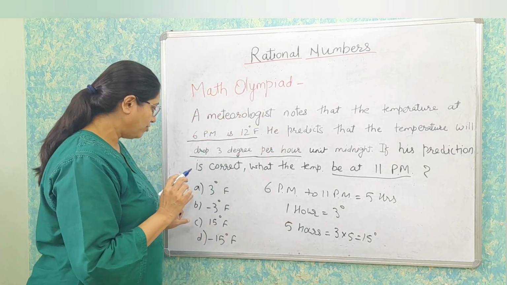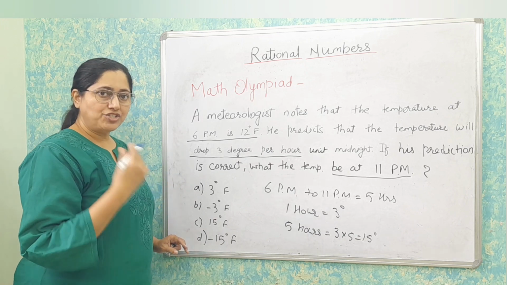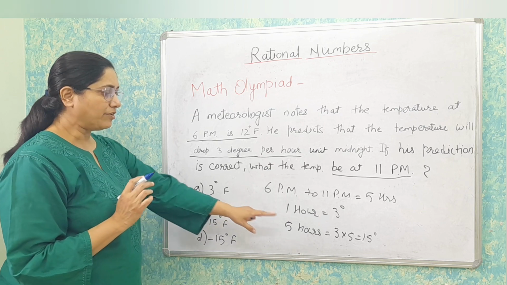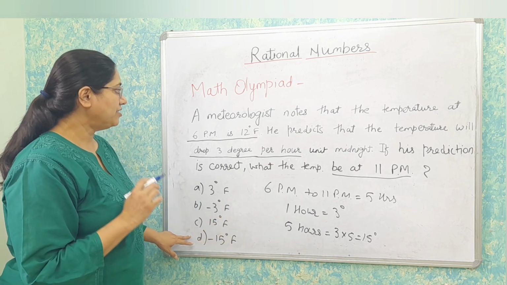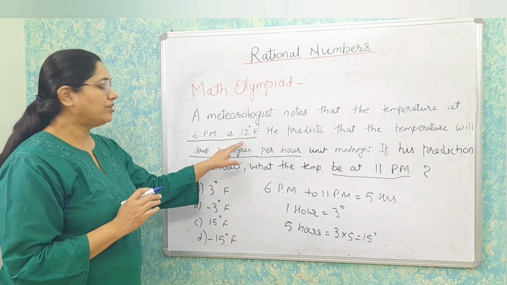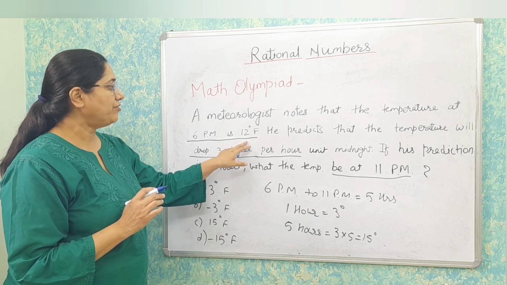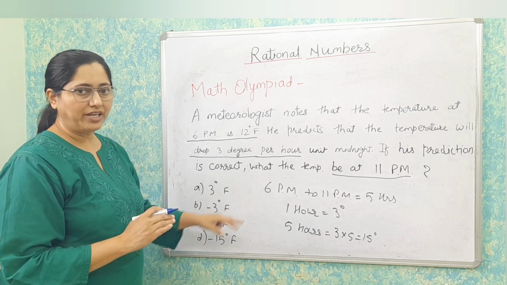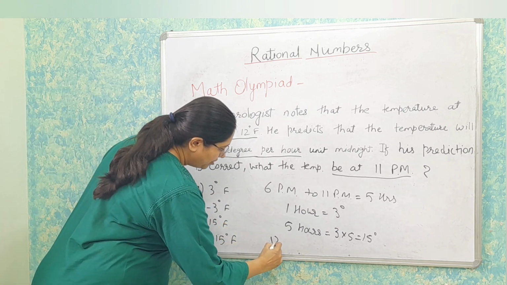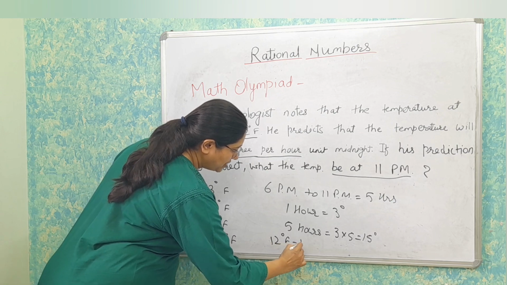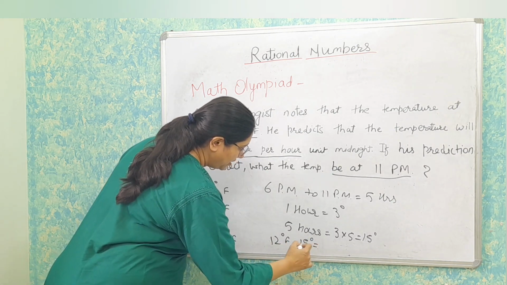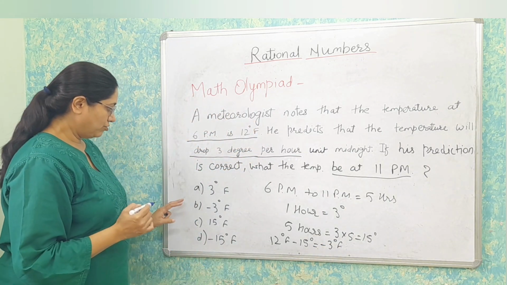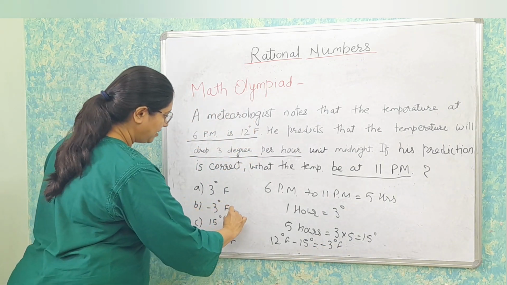But 15 degree is not the final answer. Don't jump to the conclusion. First read all the options carefully. 15 degree is not the final answer because the initial temperature was not 0 degree. It was initially 12 degree Fahrenheit. And now it will go further down by 15 degree. So I have to subtract 12 degree Fahrenheit minus 15 degree. And the answer would be minus 3 degree Fahrenheit. So answer B is correct.